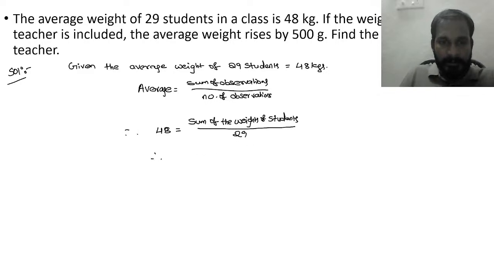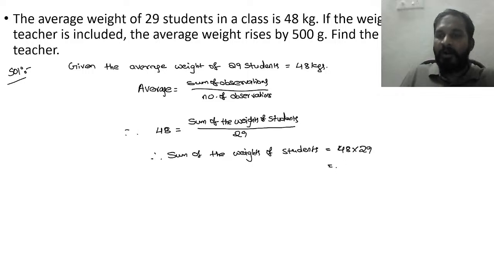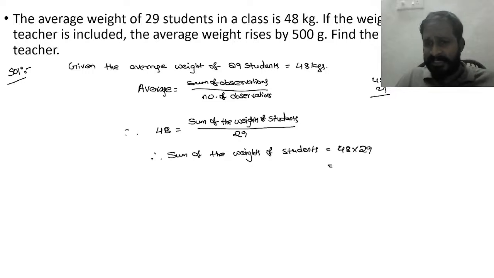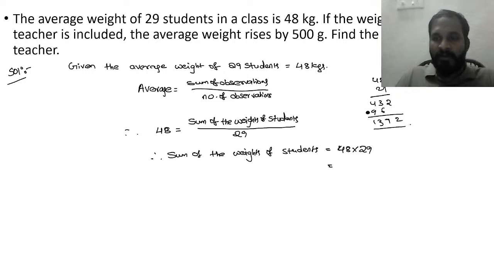Therefore, sum of the weights of students is equal to 48 into 29. Please find what is 48 into 29. If you can do that in that manner, that is also fine. 1392 kgs is the combined weight of all the students. Sum of weights of students is equal to 1392 kg.